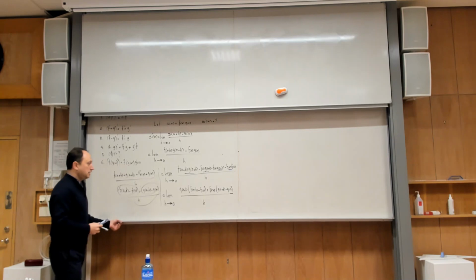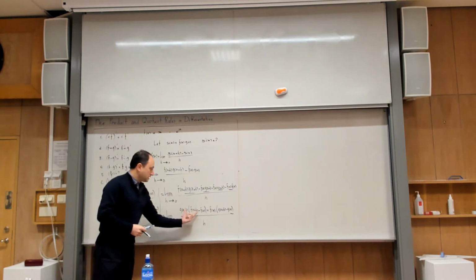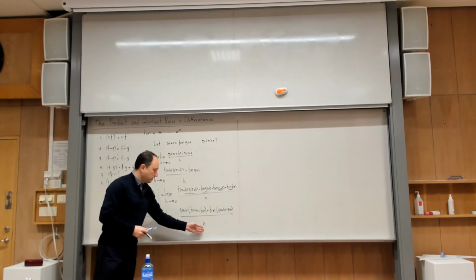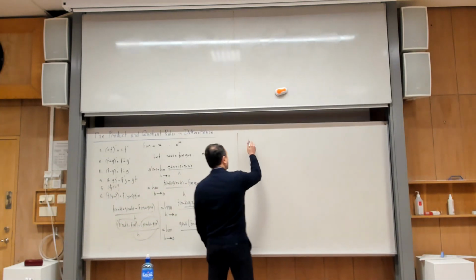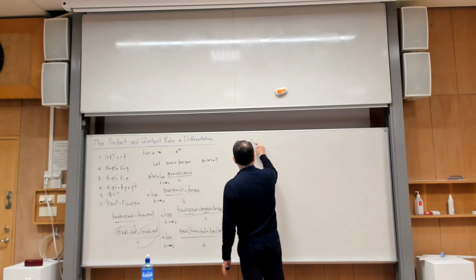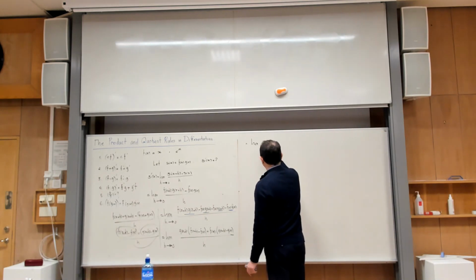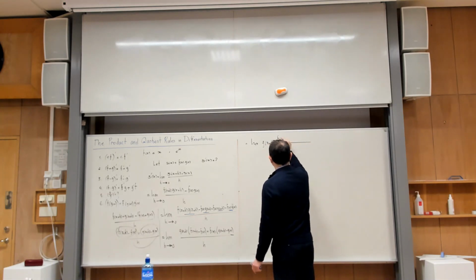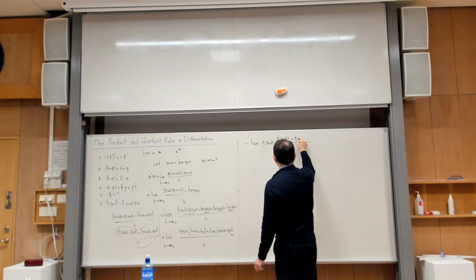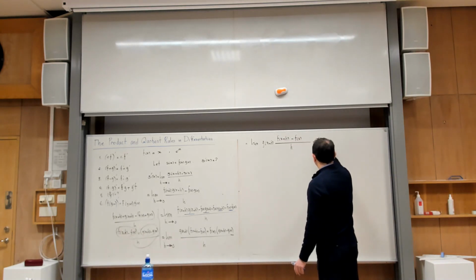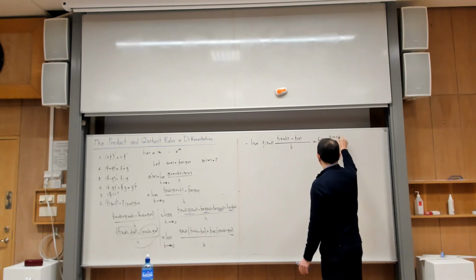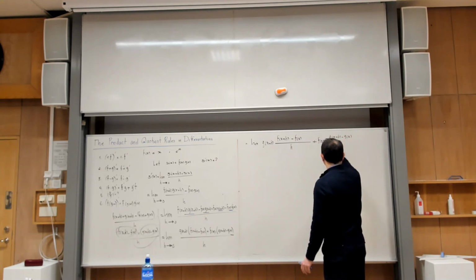But what can I write now? I can separate them. Instead of writing everything and then dividing by h, I can divide this by h plus this divided by h. So I can write the limit of g of x plus h multiplied by this fraction, f of x plus h minus f of x, divided by h, plus f of x times g of x plus h minus g of x divided by h, and then I have this.